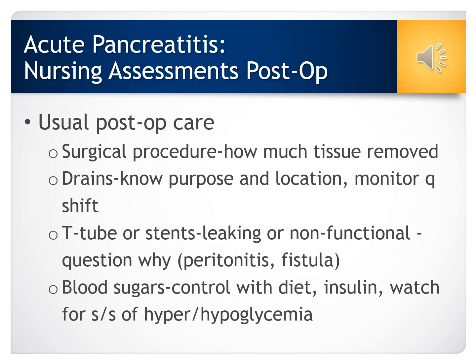Following surgical therapy for acute pancreatitis, the patient will receive usual post-op care. Know what surgical procedure the patient had and how much tissue was removed. If the patient has drains present, know the purpose and the location and monitor these drains at least once a shift. If the patient has T-tubes or stents, watch for leaking or non-functioning tubes and wonder why aren't they functioning. Assess for peritonitis and possible fistula formation. You'll be monitoring blood sugars. You want to control with diet if you can, possibly administer insulin, and watch for signs and symptoms of hyper and hypoglycemia.